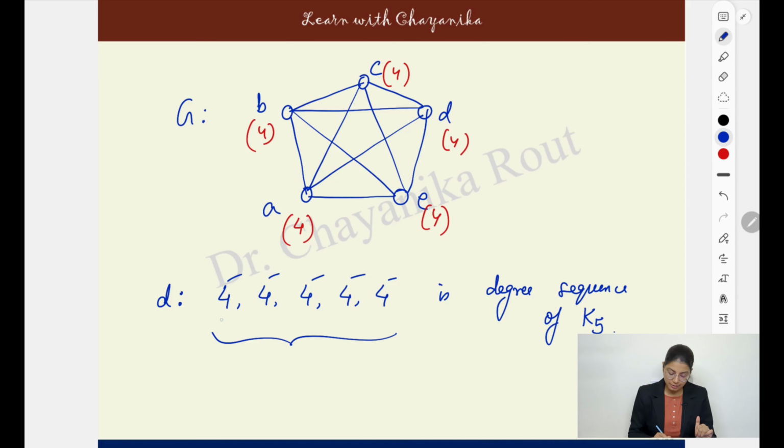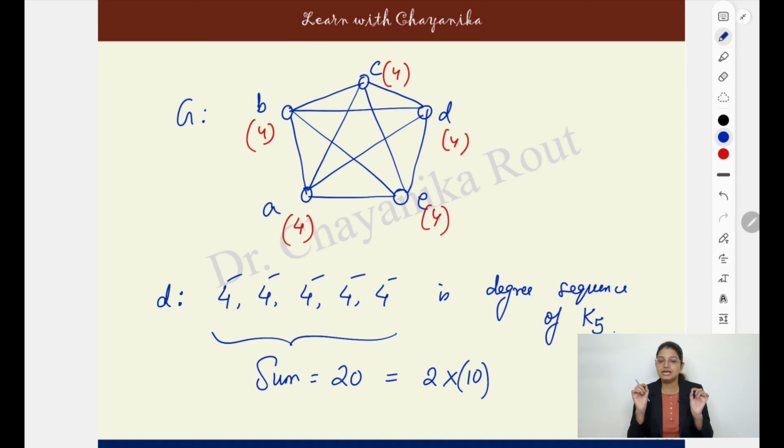That by the degree sum formula has to be even, that is, it is equal to twice the size of the graph. For example, see in this graph, the total sum of the terms of this degree sequence is 4 multiplied by 5, that is 20. And we know in K5 we have 10 edges. So this sum, that is 20, is nothing but twice the size of the graph. This is the degree sum formula. And the degree sequence is nothing but the degrees of all the vertices present in a sequence.